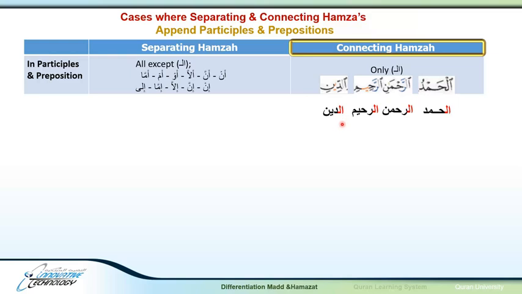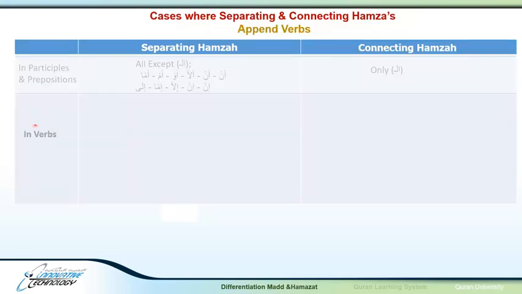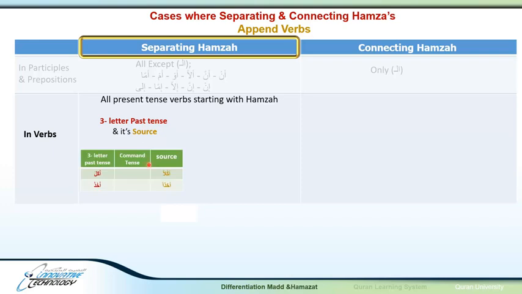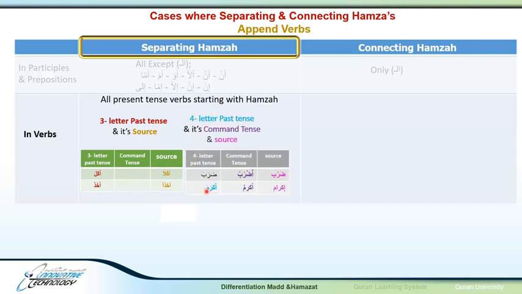Now let's move to the effect of verbs on defining the type of hamza that will be appended to it. Let's start with the verbs associated with the separating hamza. We'll find that all present tense verbs start with a separating hamza, while other tenses of the verb would depend on the number of letters of the past tense of those verbs. We'll start with the three letters past tense, akala and akhada, and its source have a separating hamza, but not its command tense. Similarly, for any four letters, the past tense, its source, and its command tense would have a separating hamza.